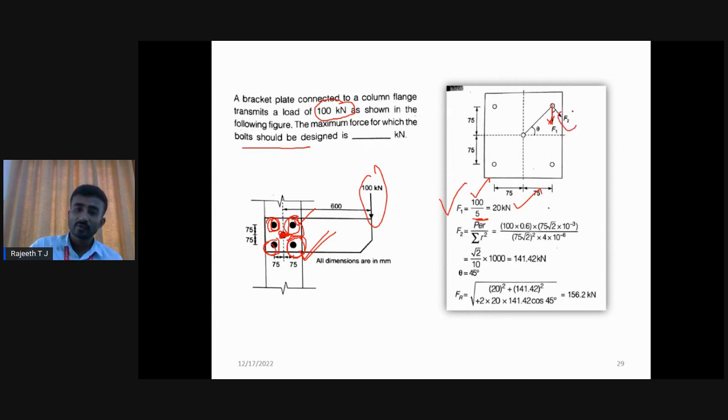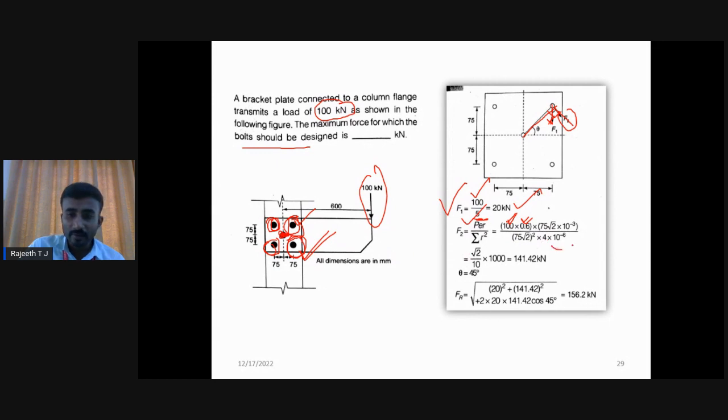If you go for F2, what is F2? We already discussed it in the last problem. F2 we always write perpendicular to the radial line. Therefore F2 will be equal to P E R by sigma R square, where P is the load acting on the member, 100 kilonewton, and E is the eccentricity. 600 millimeters is nothing but 0.6 meters.